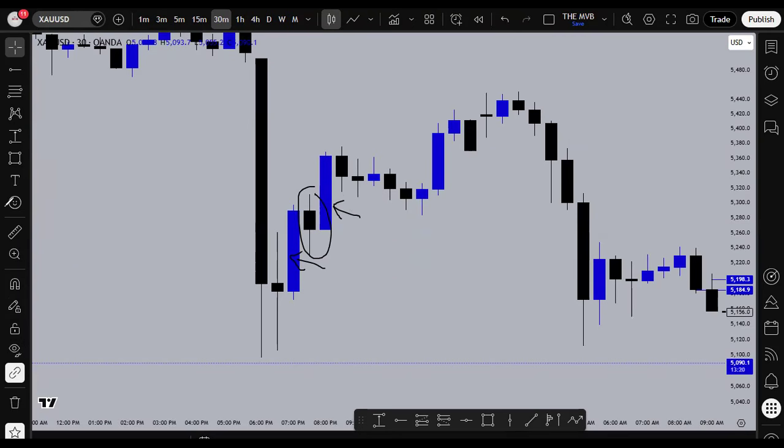Okay, so that becomes our buying zone. So you can see, boom, price came back with a pullback move, and then we take that move right away. See that? Very simple one.